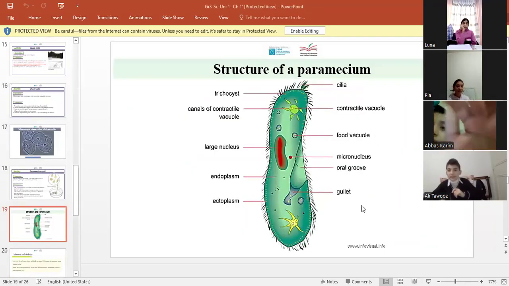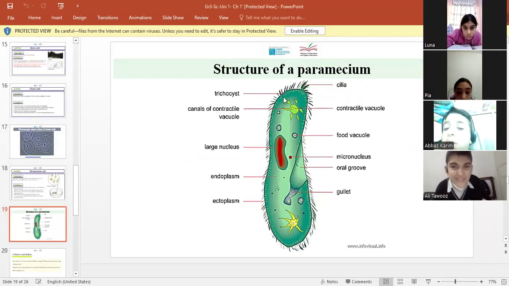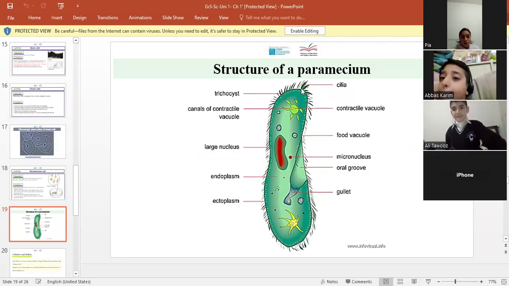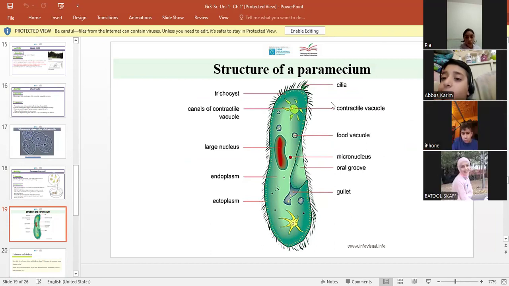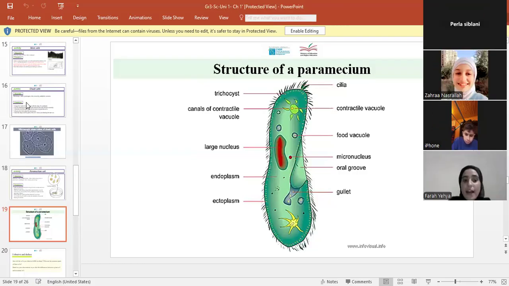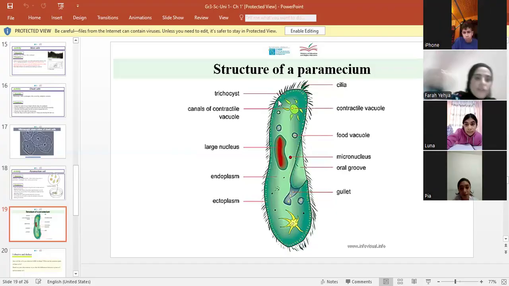Okay, this is the paramecium. This is one paramecium. It's made up of one cell only. Look, it looks like it has hair. This hair, we call it cilia. Do you know why the paramecium has cilia? To protect itself? No, actually these cilia look like hair in order to let the paramecium move inside the water.